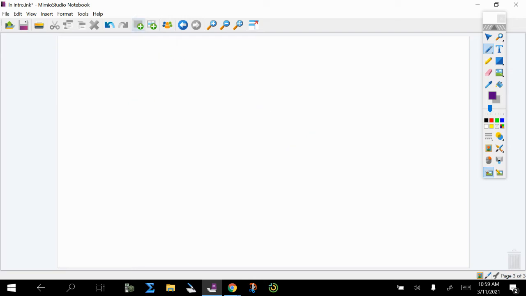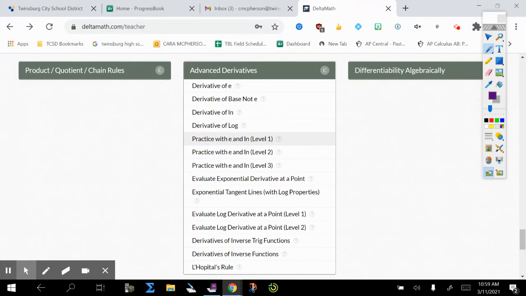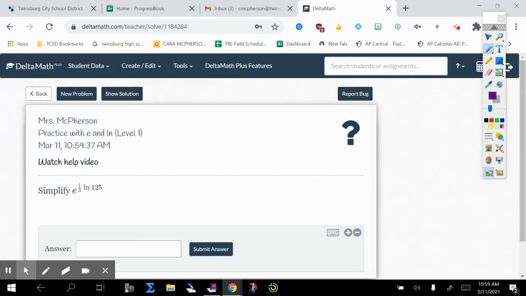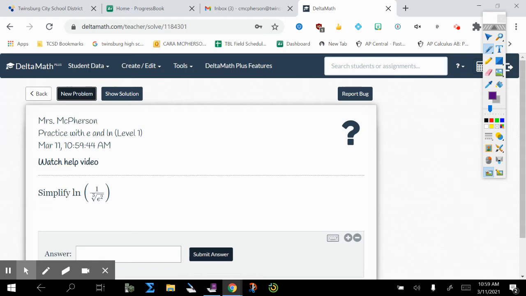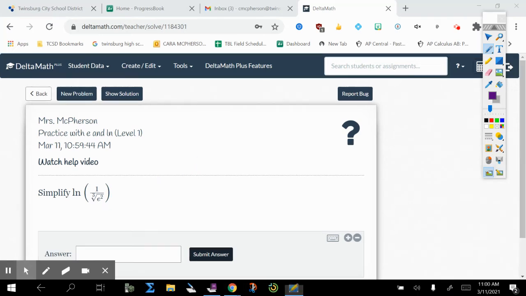Let me go to Delta Math real quick. You can do some more with this, so I just kind of show you one of these. That one we already talked about. We talked about that one. I don't want to do something that messy yet. Something like this, you can rewrite that as the natural log of e to the negative 2/3 power, because it's in the bottom and it's being taken to the second power, the third root. And so you can cancel that and get just a negative 2/3.